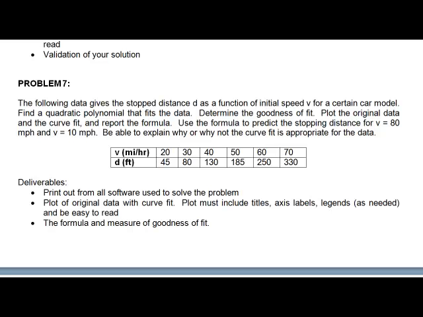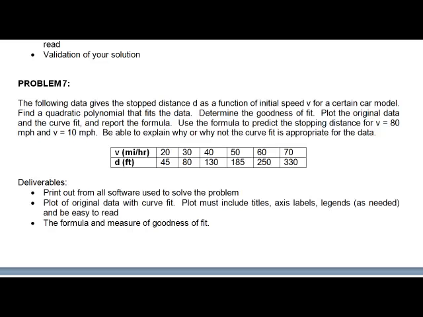Oh, a curve fit problem. This is stopping distance as a function of initial speed for a certain car model. You're told to find a quadratic polynomial that fits this data, determine the goodness of fit, plot the original data and the curve fit, and find out what that formula is. Use the formula to predict stopping distance for a value that's not on this plot, for a velocity of 80 miles per hour, and then one for 10 miles an hour.